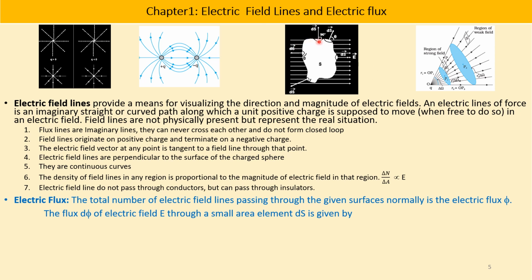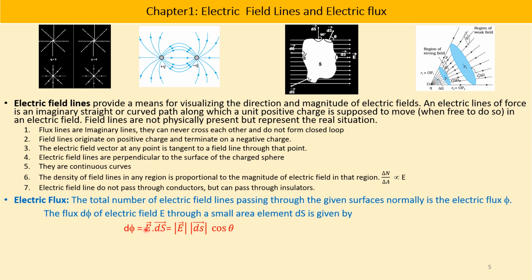Similarly, in this area, the uniform lines are going through. If it is passing through in parallel, it is a uniform field, and electric lines are parallel to one another, and the number of lines per unit area is the electric flux. The flux d phi of the electric field E through a small area ds is given by the relation d phi is equal to E dot ds.